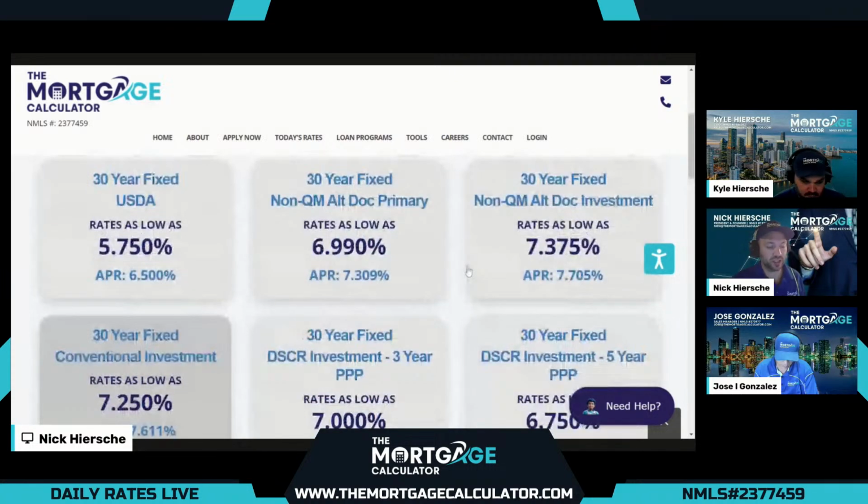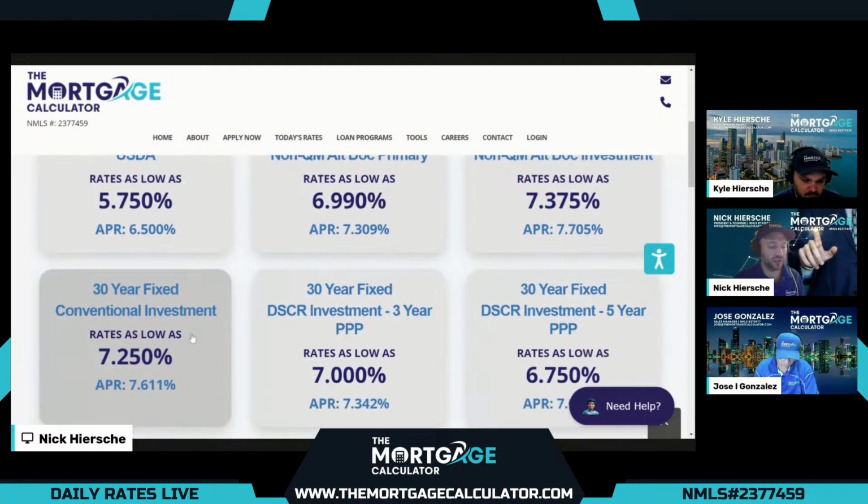First up, 30-year fixed conventional. Remember, the government programs, USDA, VA, FHA do not work for investments, but we do have our conventional option here. Conventional today coming in at 7.25 rate, final APR 7.611. So notice it's a touch lower than the alt doc option, but we definitely recommend all of our customers take advantage of our favorite programs, the DSCR options.